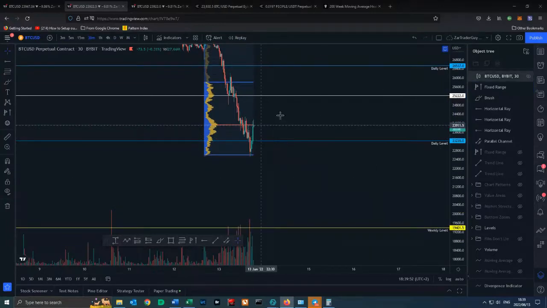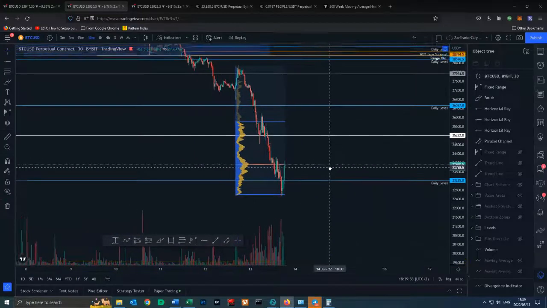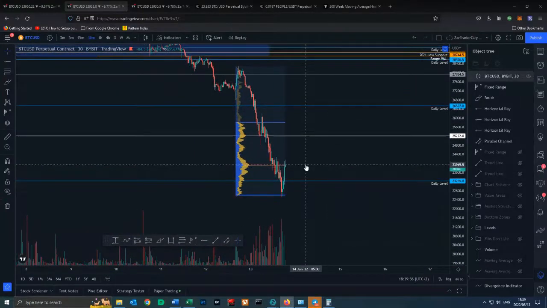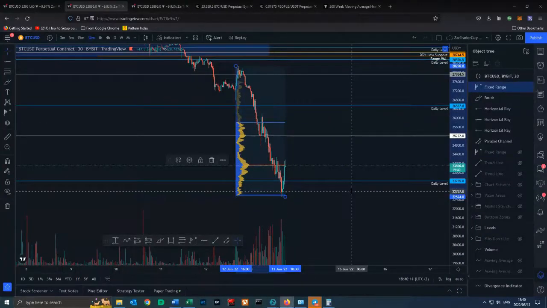So what's going to happen in this little range? Nothing is going to happen with price. We're not going to reach these levels unless we reclaim this value area high. Because you can see this is where 70% of the volume has been traded for the day. So those are my value areas.